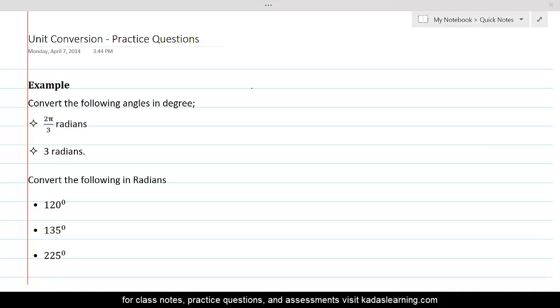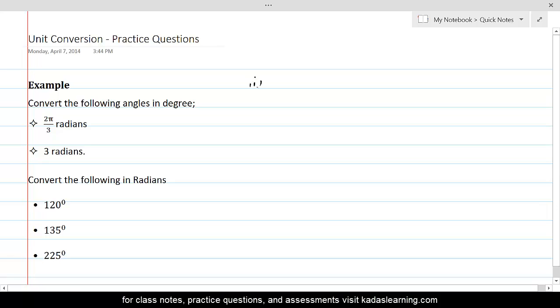In this lesson, we will do some questions to practice conversion of units from degrees to radians and vice versa. Let's get started with questions. The first question is to convert the following angles to degrees. The given angle is in radians.